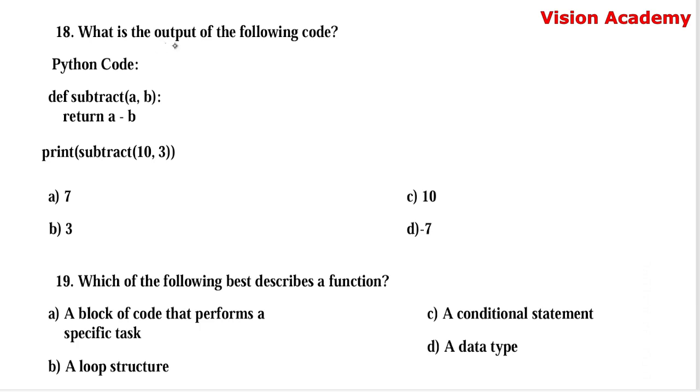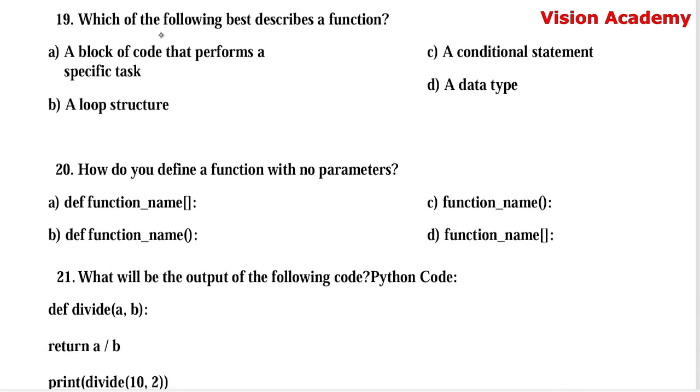Question number 18. What is the output of the following code? Python code, def subtract a comma b. Here def is a keyword which is used to define the user defined function. Subtract is a valid function name. A comma b, both of these two are parameters. Return a minus b, and we are calling this function within the print statement and passing two arguments 10 and 3. So 10 is substituted in place of a and 3 is substituted in place of b. Here 10 minus 3, it will become 7. Here option A, 7 will be the right answer.